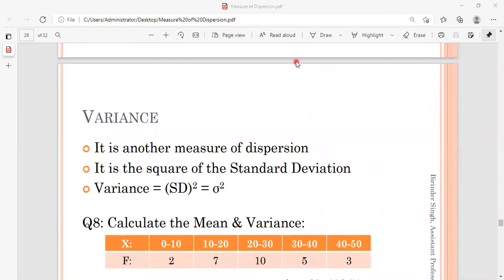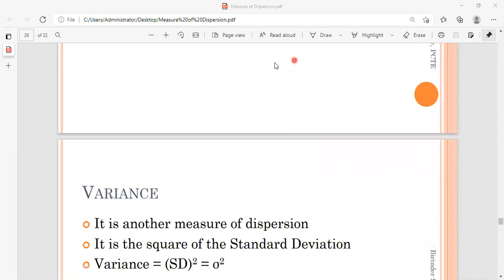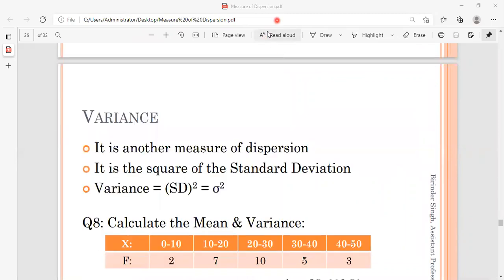Okay. So once we compute the standard deviation, we can also estimate the variance. Variance is very simple. Variance is just the square of the standard deviation. Once you square the standard deviation, that is called the variance. Any squared standard deviation is called the variance. Variance is the squared standard deviation.